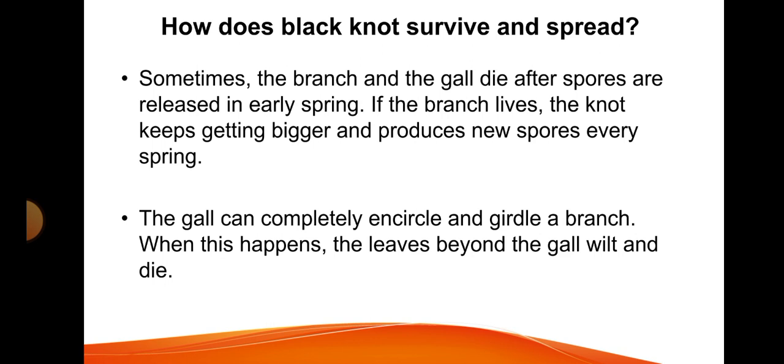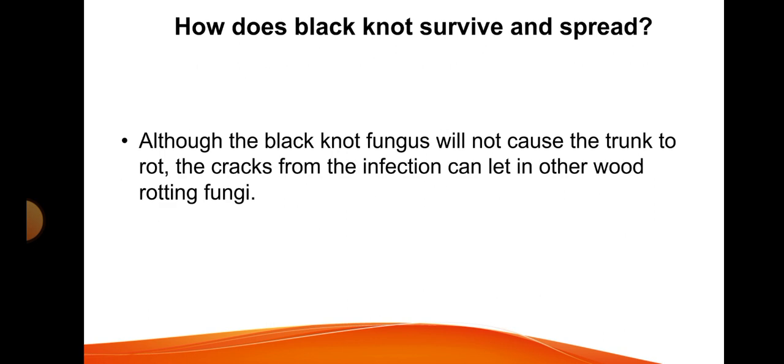Sometimes the branches and the gall die after spores are released in early spring. If the branch lives, the knot keeps getting bigger and produces new spores every spring. The gall can completely encircle and girdle a branch. When this happens, the leaves beyond the galls wilt and die. Although the black knot fungus will not cause the trunk to rot, the cracks from the infection can let in other wood rotting fungi.